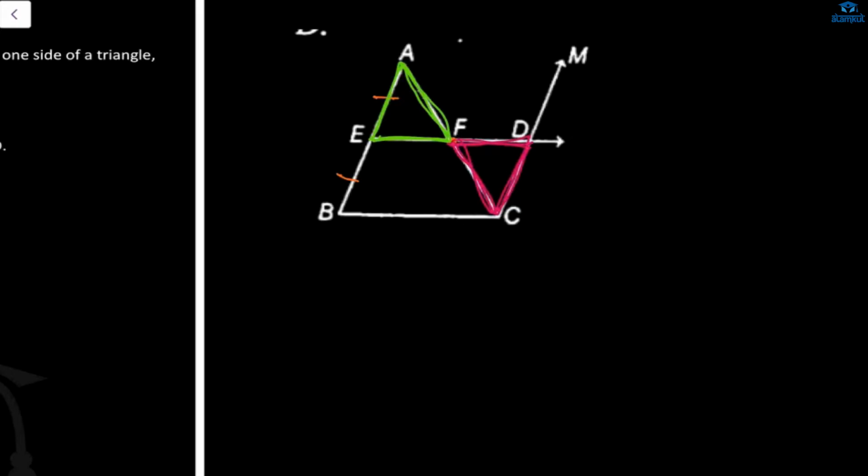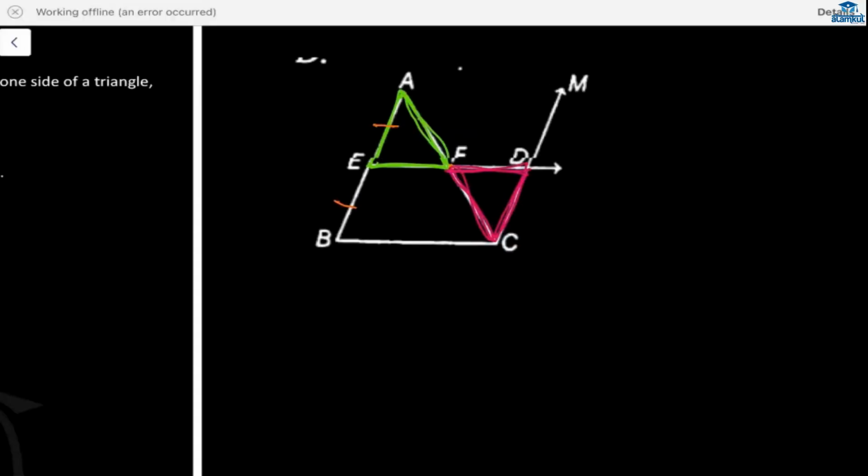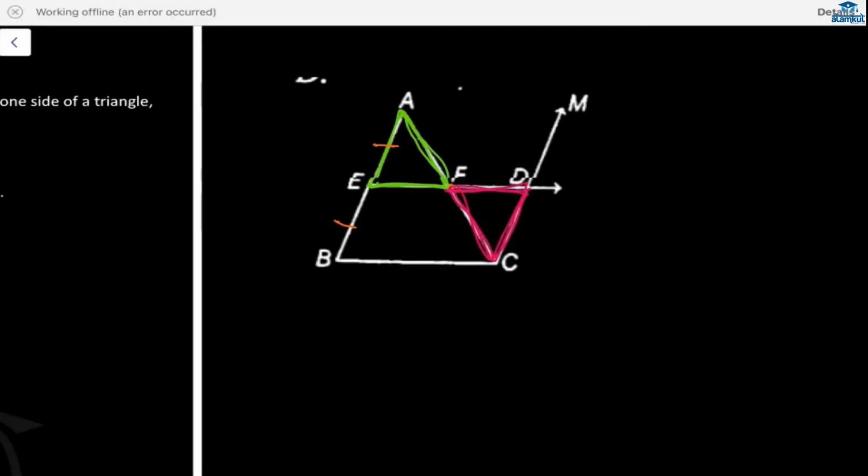Can we use SAS? Which two sides will you be taking, Shazan? Ma'am, AE and DC. I'm talking about these two triangles.